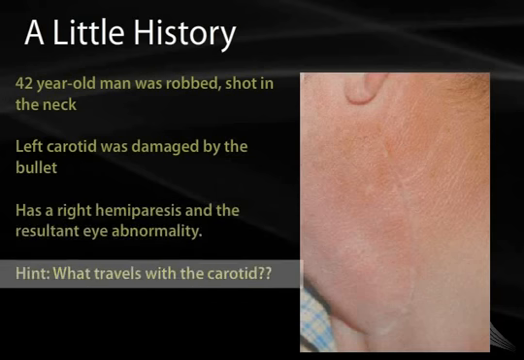So the hint is, what travels with the carotid? Well, the autonomic innervation travels with the carotid. So this patient likely has a Horner syndrome related to damage of his left carotid, which also caused a right hemiparesis due to a left hemispheric stroke.